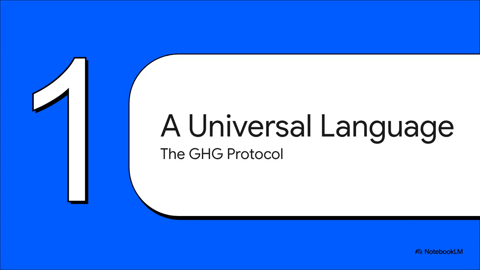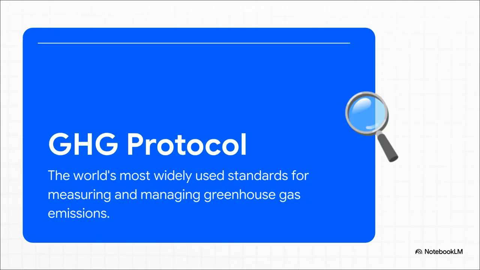So how do we start measuring in a way that's consistent, that's credible, and that's understood all over the world? Well, you need a universal language. And that's where the GHG Protocol comes in. At its core, that's exactly what this is. You can think of it like the generally accepted accounting principles, but for greenhouse gases. It's the rulebook that makes sure everyone is counting their emissions in the exact same way.